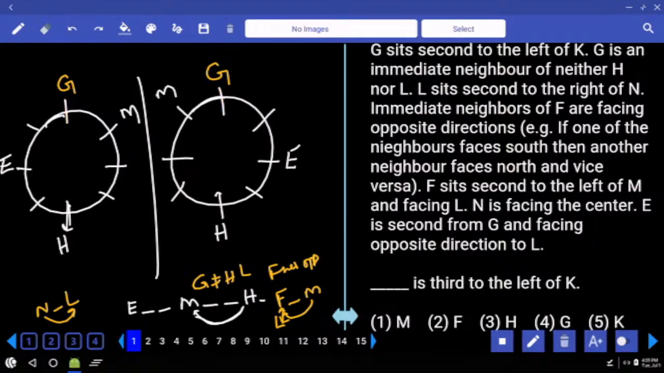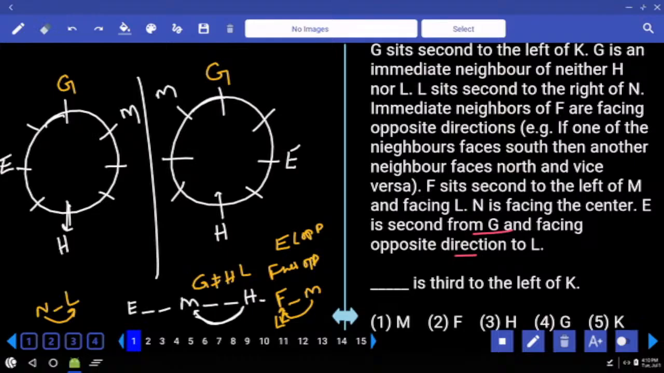Now the direction is not given. Second from G, whether left hand side or right hand side is not given, and facing opposite to L. E and L are opposite. This is the information. Then coming back to this one, now we need to fix this.